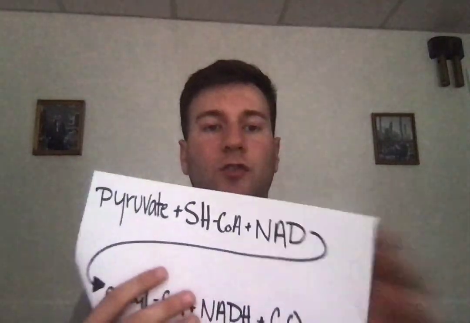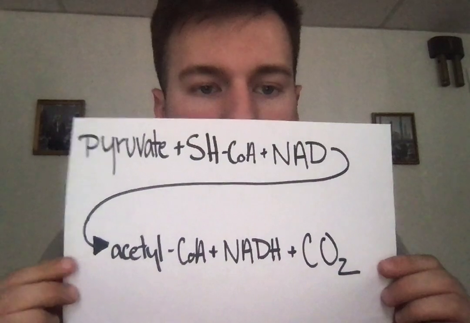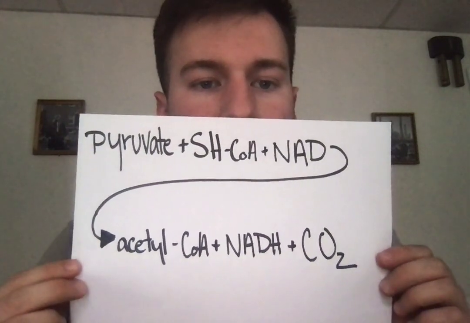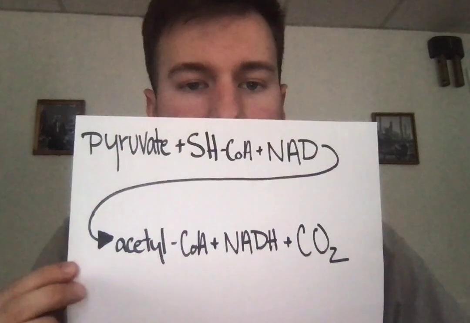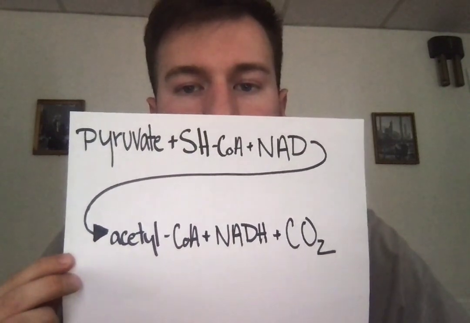So, to begin, the net reaction of pyruvate to acetyl-CoA involves the addition of a coenzyme A and the removal of carbon dioxide, and is catalyzed by the enzyme pyruvate dehydrogenase complex. The reaction is shown here: pyruvate plus SHCoA plus NAD yields acetyl-CoA plus NADH plus CO2. And that is the pyruvate dehydrogenase complex.